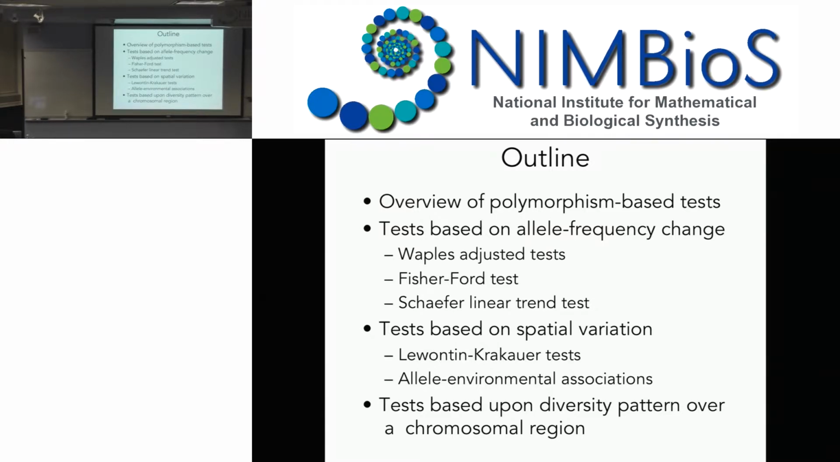I'll then talk about allele frequency tests, Whipple's adjusted, the Fisher-Ford test, the Schafer linear trend. I'll talk about McDonald-Kreitman tests. They're what I call McDonald-Kreitman second and third generation tests. No one uses McDonald-Kreitman anymore, but third generation tests I think are fairly powerful. We'll talk about allele environment associations. That's a modification of the McDonald-Kreitman type approach, and it simply asks, are certain alleles overrepresented in certain environments or not?